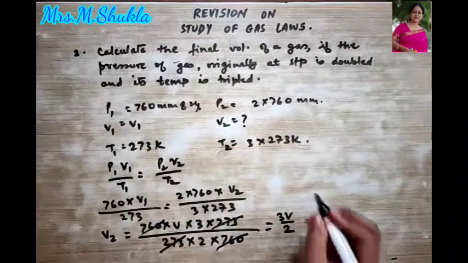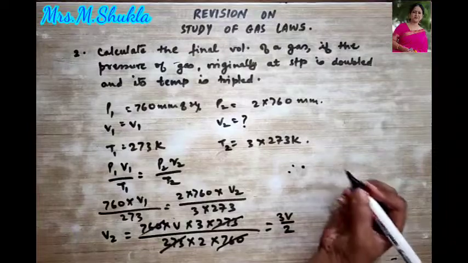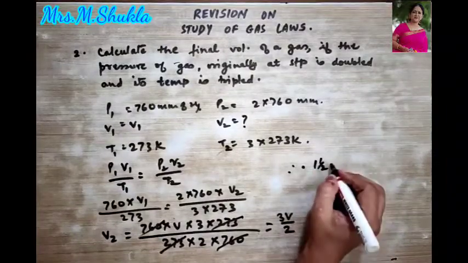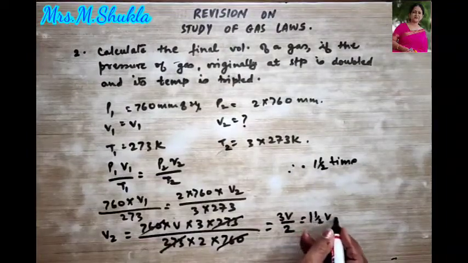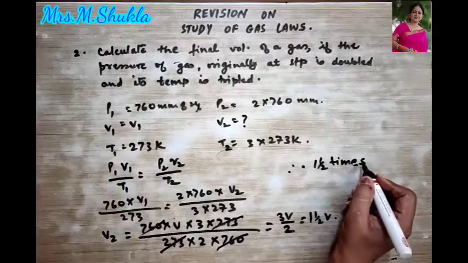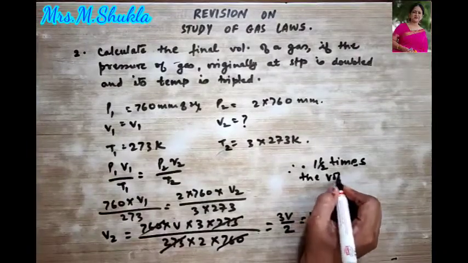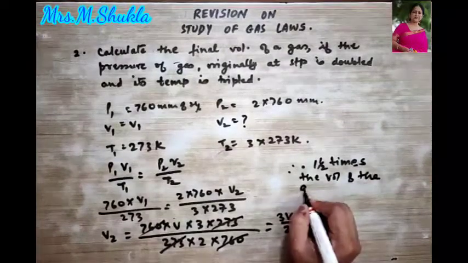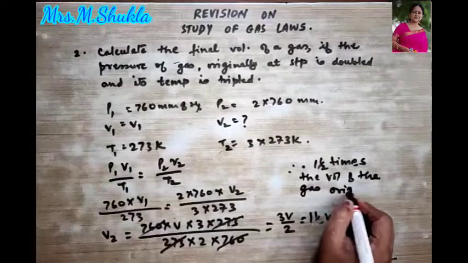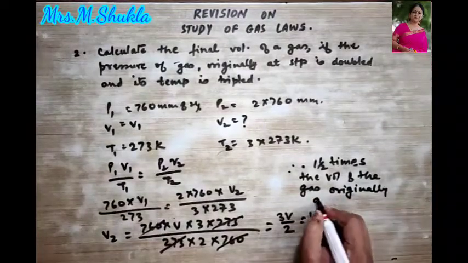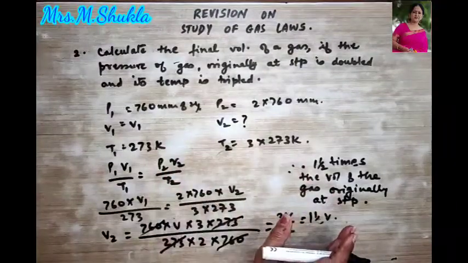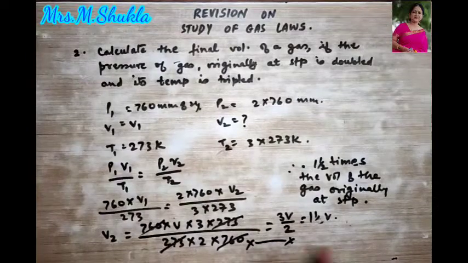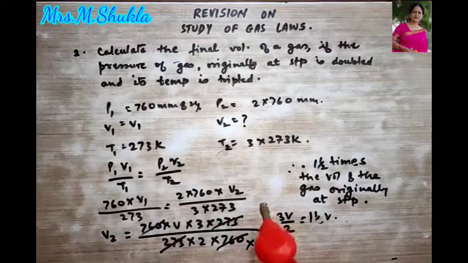This is your final volume. So we can also say that the final volume is 1.5 times. If you check, this becomes 1.5 V, no? So 1.5 times the volume of the gas originally at STP. I hope this much revision for the study of gas laws is okay. So a little bit you also revise. Next time I shall come back with more revision work. Thank you.